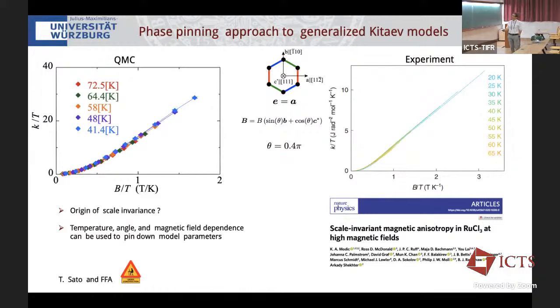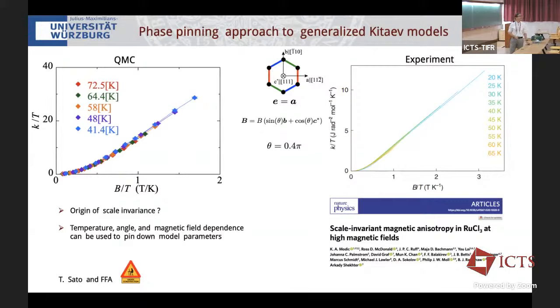What this is, is that if you plot the magnetotropic coefficient K divided by T and the magnetic field B divided by T, you see that everything falls on a single curve, right? So this is sort of a scale invariant thing. And that also matches very well with the experiment. And we can go down to 41 Kelvin here. That's the lowest we can get. So for the moment, we don't really understand where the origin of the scaling comes from.